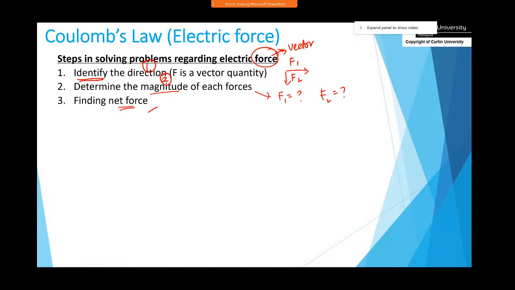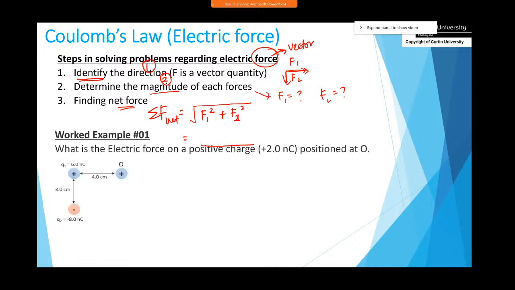Then you combine them to get your net force. For this one, since they are not on the same axis, you have to use the Pythagoras theorem to find the net force, both the direction and the magnitude. Right? So let's solve this worked example together.